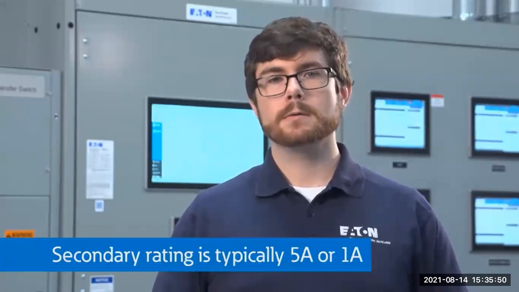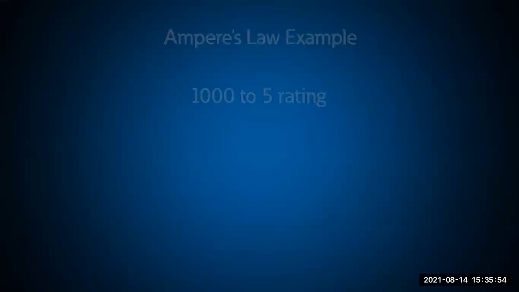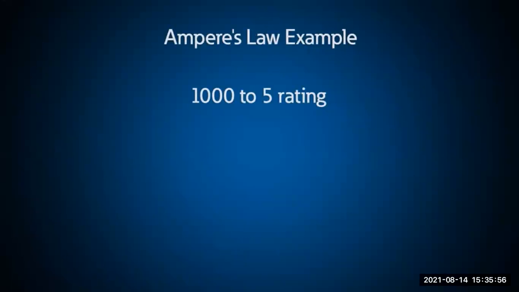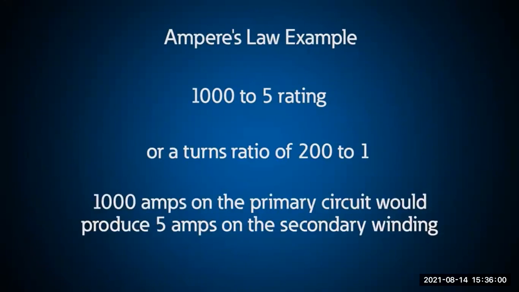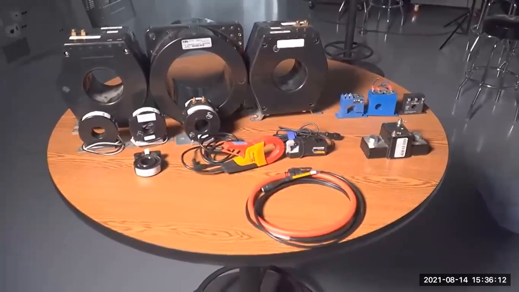Typically, the secondary rating is 5 amps or 1 amp. For example, with a 1000 to 5 rating or a turns ratio of 200 to 1, when 1000 amps flows on the primary circuit, 5 amps would flow on the secondary winding. Current transformers are primarily used for metering and protection applications and come in various sizes, shapes, and ratings.